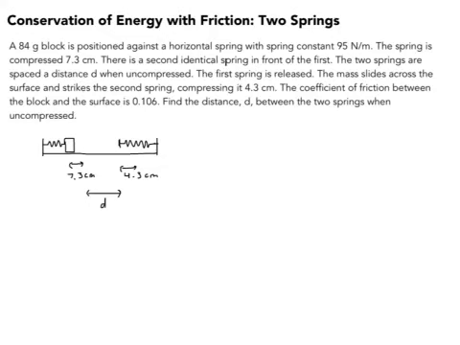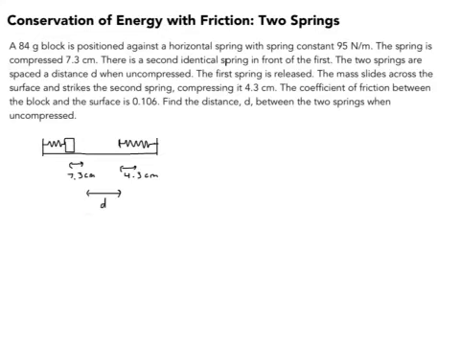So here's the problem. We have an 84-gram block positioned against a horizontal spring with spring constant equal to 95 newtons per meter. The spring is compressed 7.3 centimeters. There's a second identical spring in front of the first, right here, and the two springs are spaced a distance d when uncompressed. So if you were to let this stretch back out to 7.3 centimeters, the distance from that uncompressed length to this uncompressed spring is d.